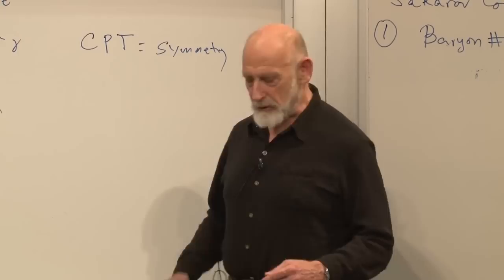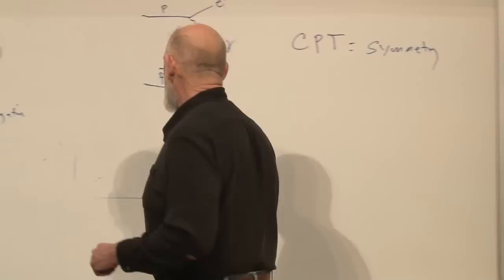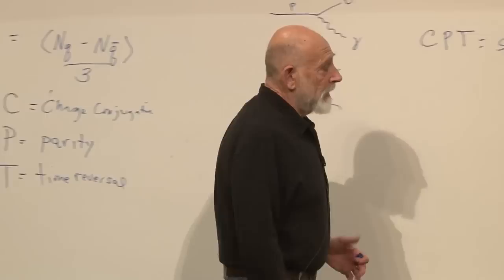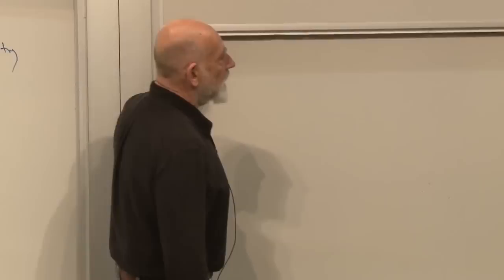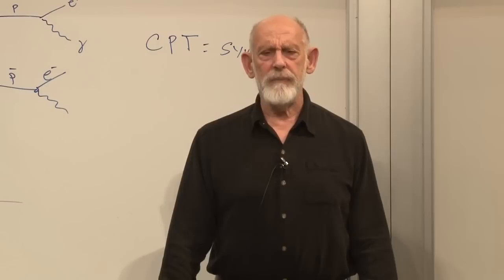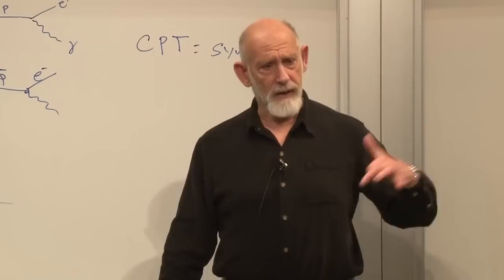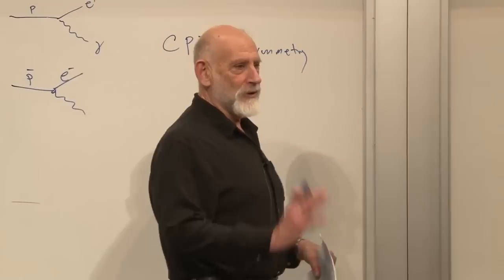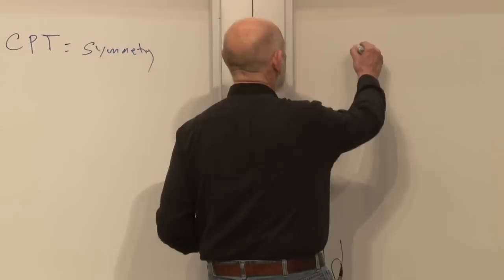The simplest example to explain is the so-called B meson. A B meson is a particular kind of particle made of a quark and an anti-quark. It's made of a bottom quark and an anti-down quark. They form a meson. The meson is bound, and it's called the B particle.